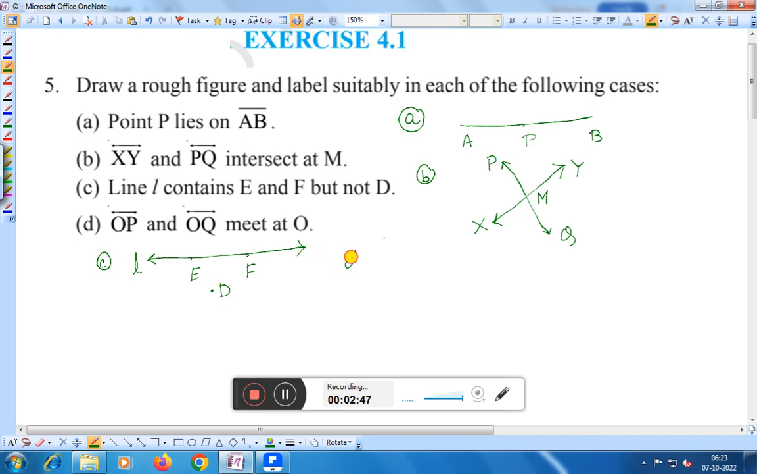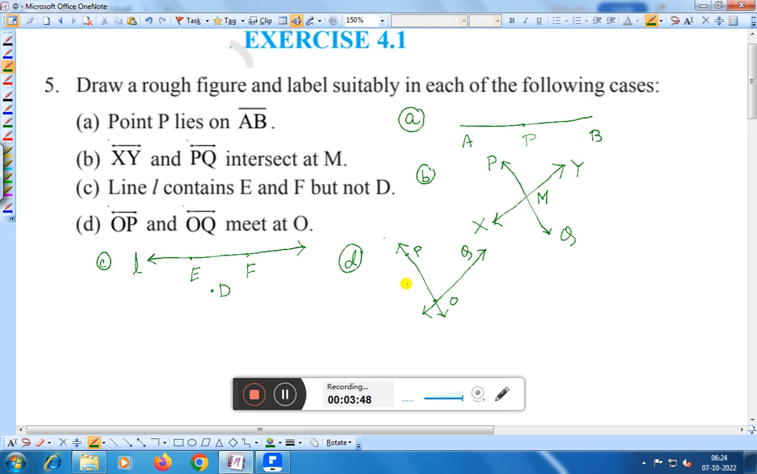Now, question number D. Question number D is OP line and OQ line meet at O. We are representing one line, that is OP. Here is O point, and here is P point. We have taken it. And we have to take another line, like this. We have taken arrows on both sides. Therefore, this is OP line. This point is O, this is P. And this is O, and this is Q. And the point of intersection is meeting at O.